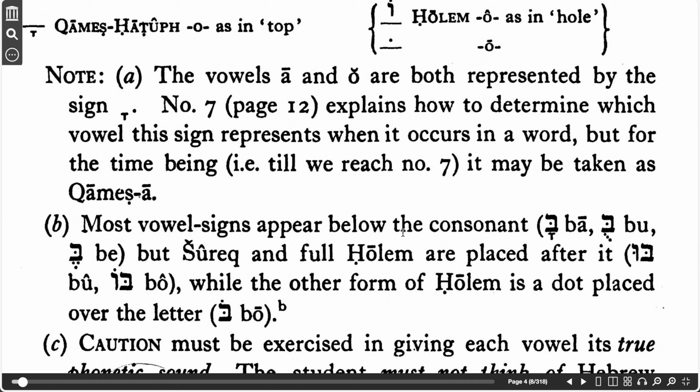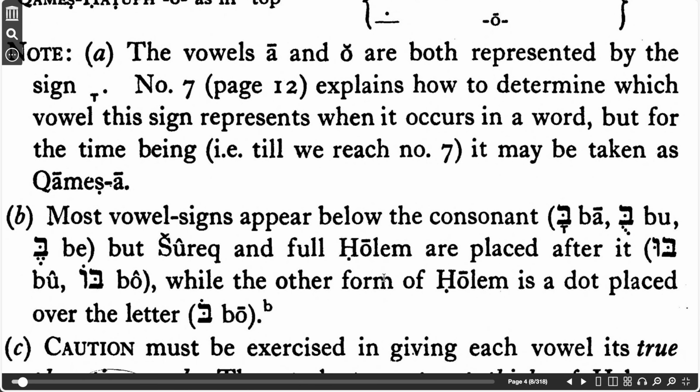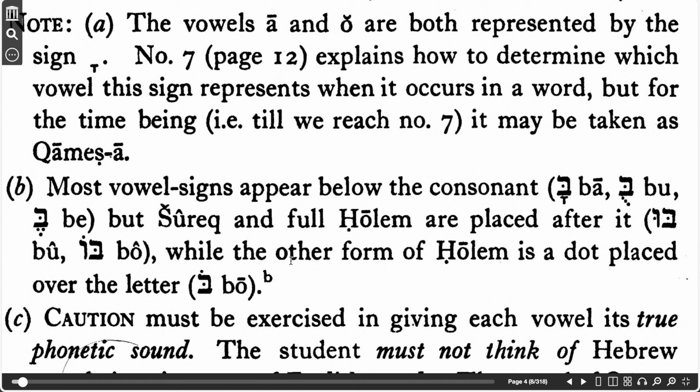So most vowel signs appear below the consonant, but shureq and full holem are placed after it. So you have boo and bo. See that? So I was showing you that in those other books, but he brings it out here. While the other form of holem is a dot placed over the letter. See that? You can do it that way. So this fills the gaps of what I was telling you earlier and showing you in the way the vowels can look and how they will appear in the biblical text.